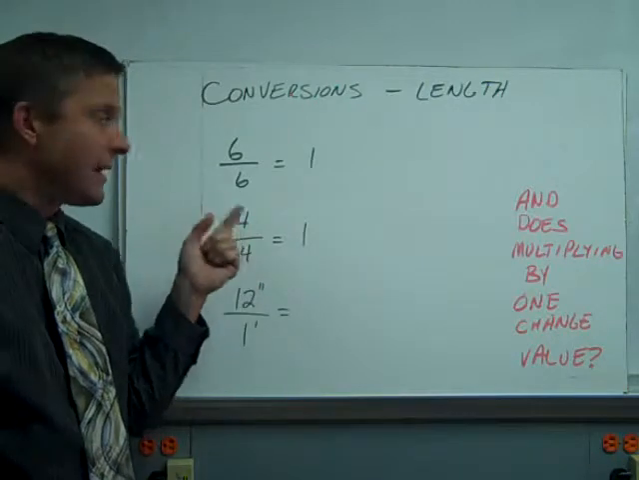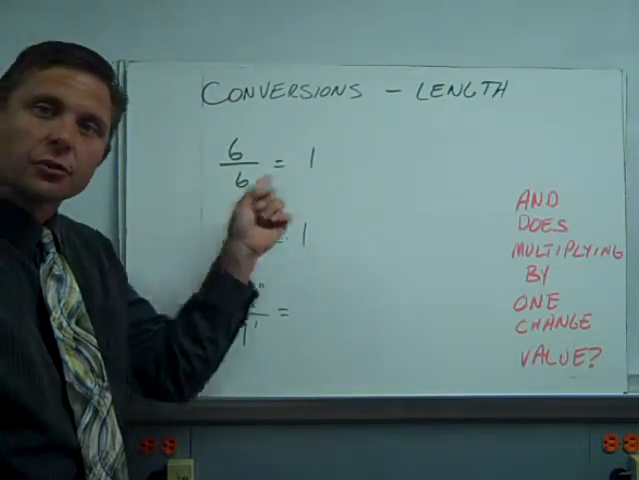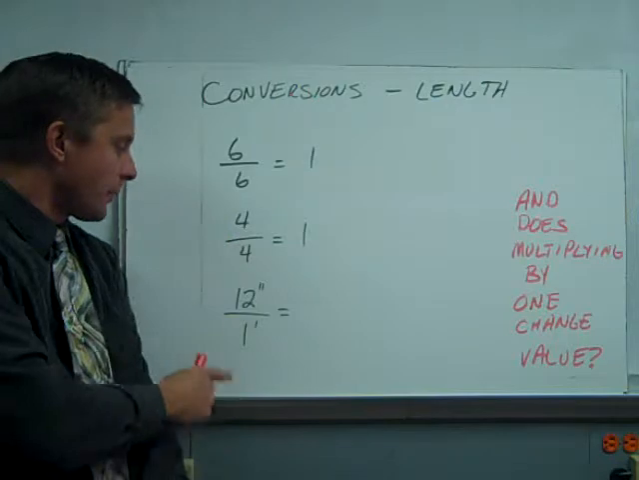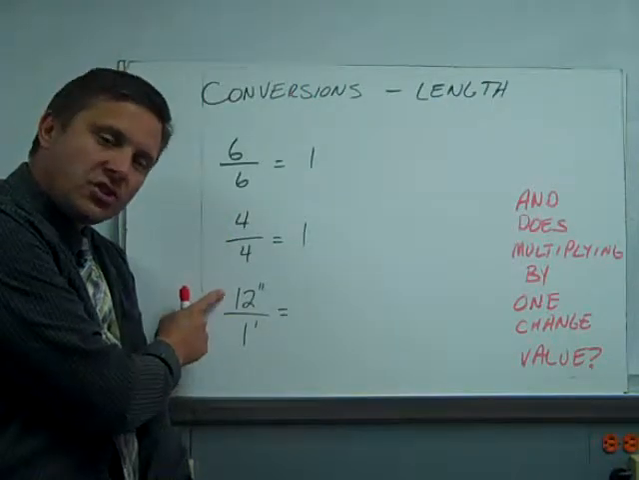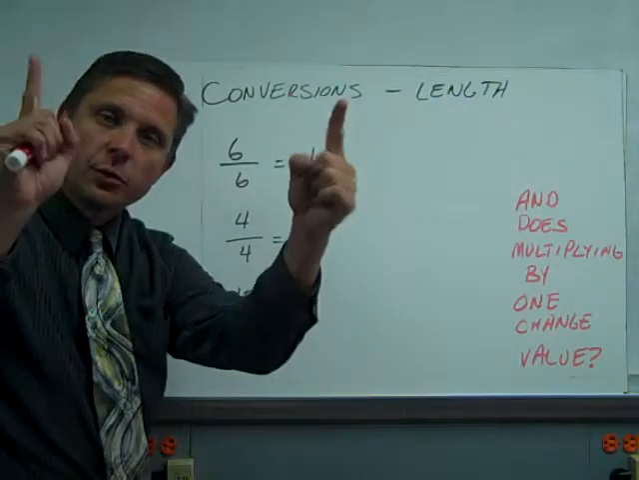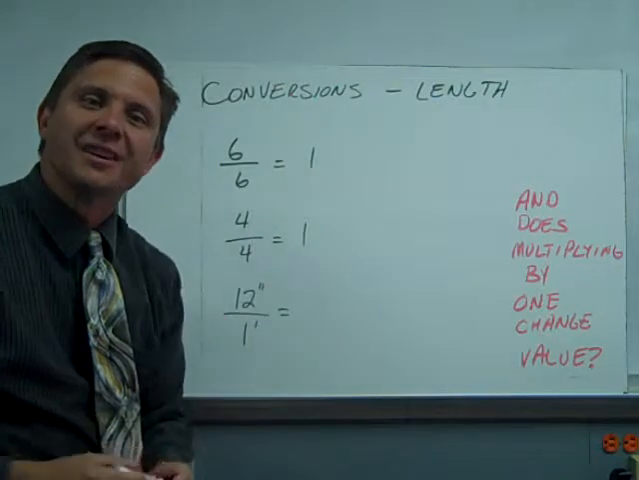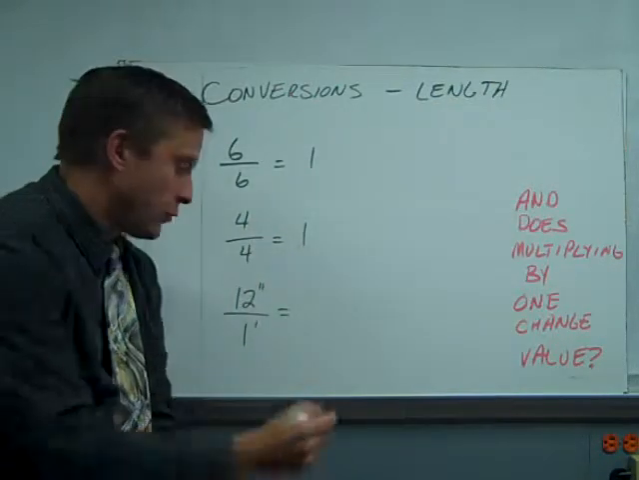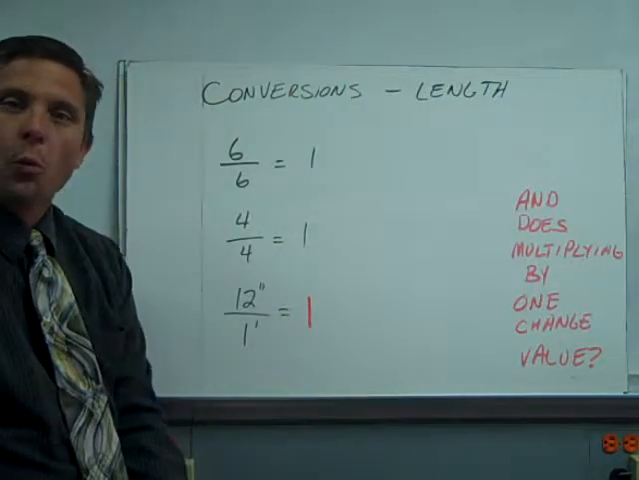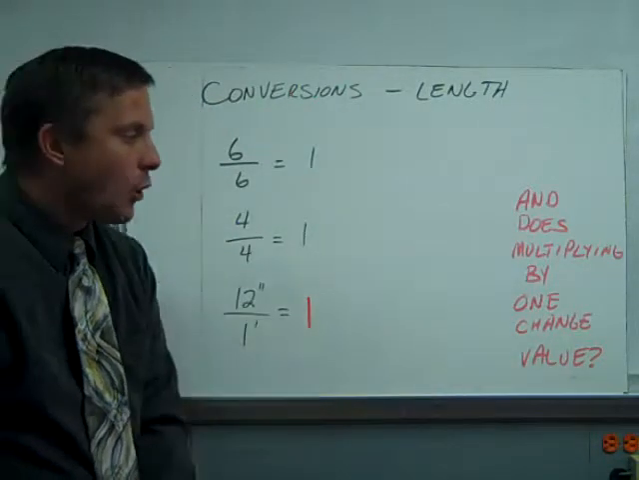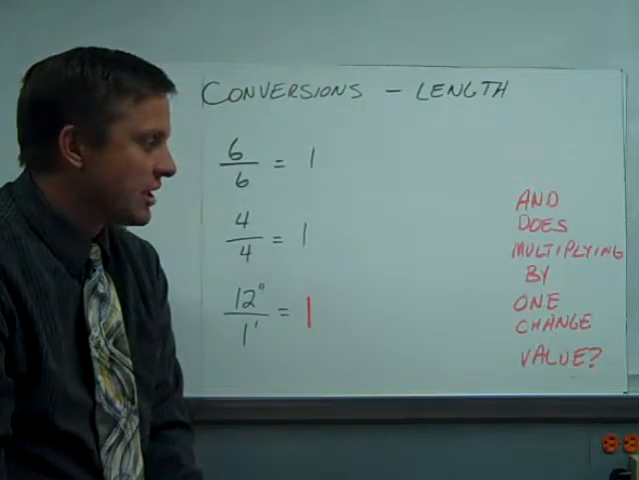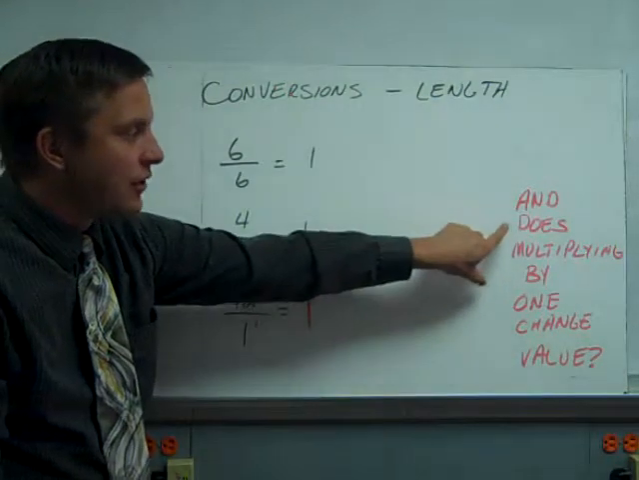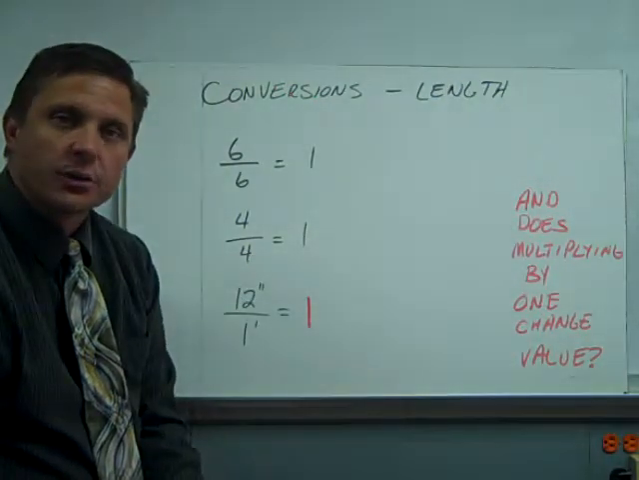I want to start with the whole idea that 6 divided by 6 is equivalent to 1. 4 over 4. But also that 12 inches over 1 foot. They're exactly the same. And when you divide two things that are the same value, you get 1. And what does multiplying by 1 change? Or how does multiplying by 1 change value?